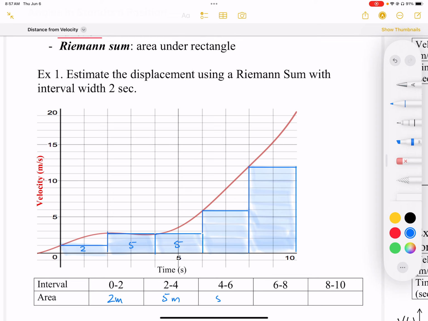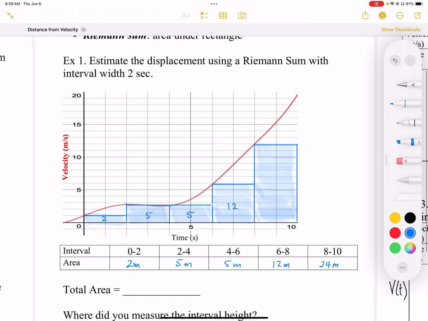For the next one, it's the same rectangle. For the fourth rectangle, it looks like it's 6 meters per second high. For 2 seconds, that's 12 meters of displacement. And then for the last one, it looks like it's 12 meters per second high for 2 seconds, so that's going to be 24 meters of displacement. To find the total area, which is equivalent to the total displacement, we get 2 plus 5 plus 5 is 12, plus 12 is 24, plus 24 is 48 meters of total displacement.